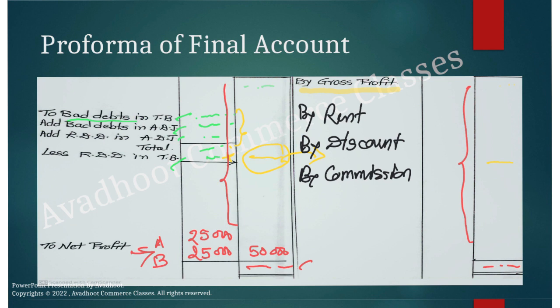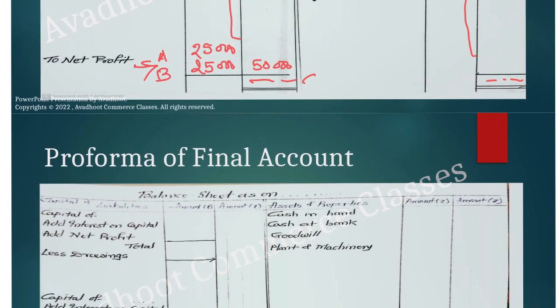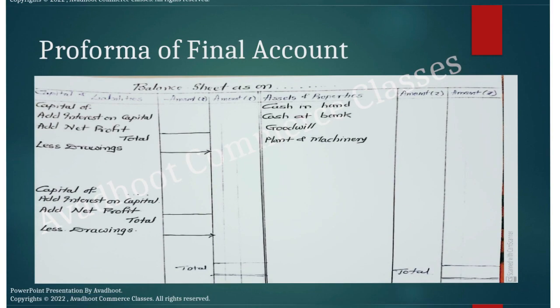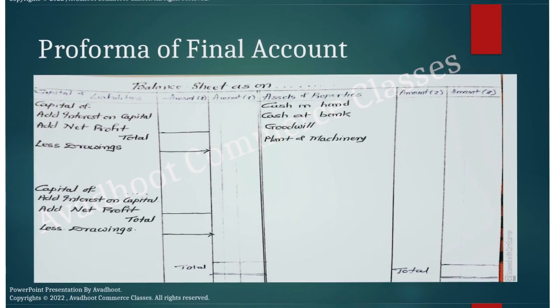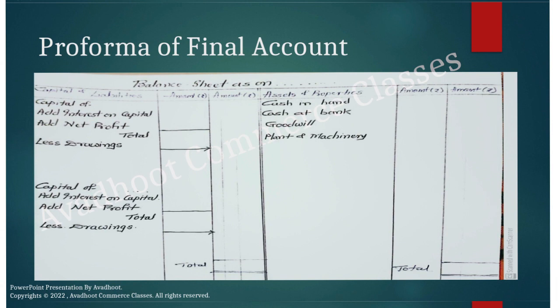We will move further to the balance sheet. Balance sheet is a what? It is a statement. It is not an account. That's why it is written balance sheet as on. What are we writing? Balance sheet as on. You'll have to put the date, that is 31st March.